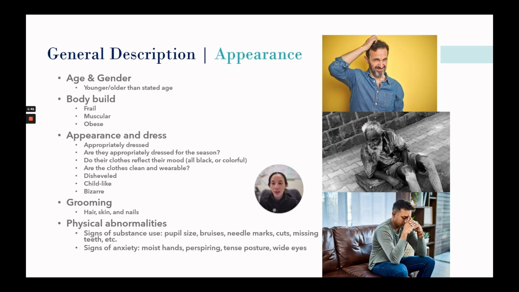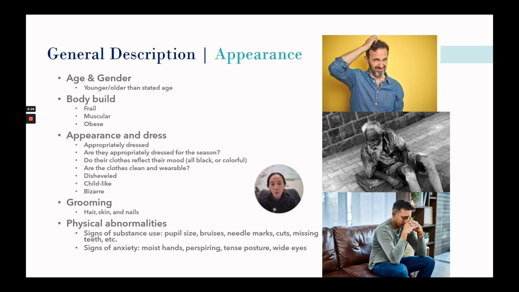We're also looking at their appearance and dress. Are they appropriately dressed? If it's negative 20 degrees outside in wintertime, are they coming in shorts and a t-shirt? Or are they wearing minimal clothes? Are they wearing a lot of clothes on a hot summer day? These are things we want to be assessing. Do their clothes reflect their mood? Some people might wear bright pink from head to toe, or they might wear all black from head to toe. These are important things to note.